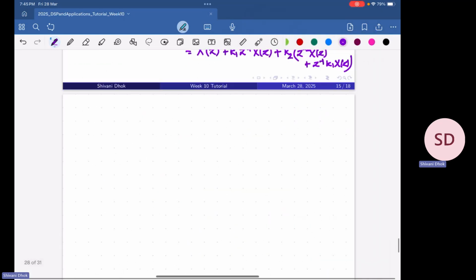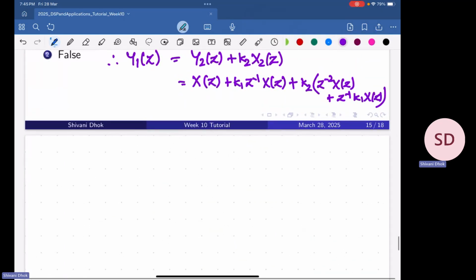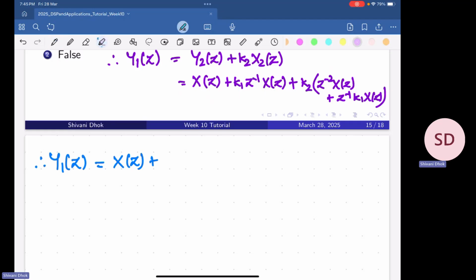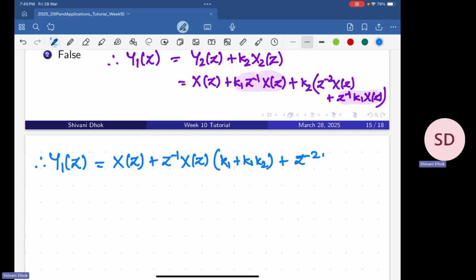So let me write it down properly now. So what do we have? We have therefore y1 of z is equal to x of z as it is, plus I'll club the terms that correspond to z inverse. So this term and this term I'll club. So plus z inverse x of z. Then I have, from this term I have k1, and from this term I have k1 multiplied by k2, plus we have z to the power minus 2 k2 into x of z.